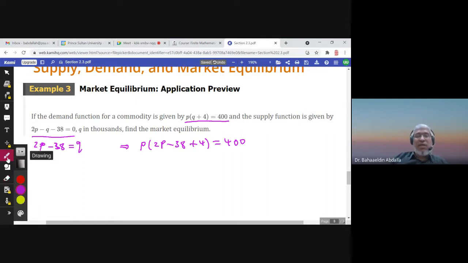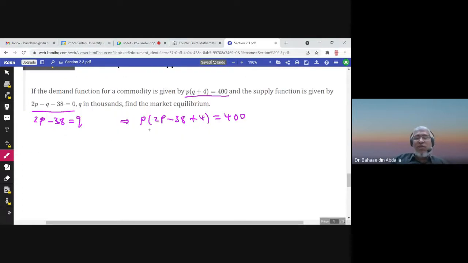And this is really solving the two equations together by substitution. This is the method of substitution. You solve one equation for one variable, and then you substitute it in the second equation. Now, when you expand, I will get 2p squared minus 38p plus 4p. I could have just subtracted negative 38 plus 4, but I'll do it now. Negative 400 would be equal to 0 when you take 400 to the other side.